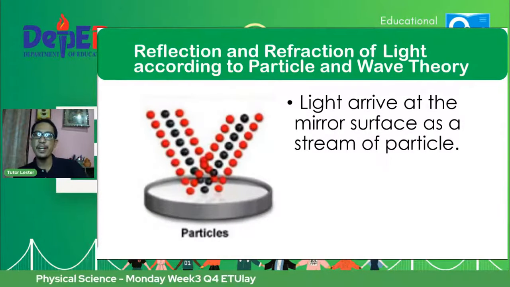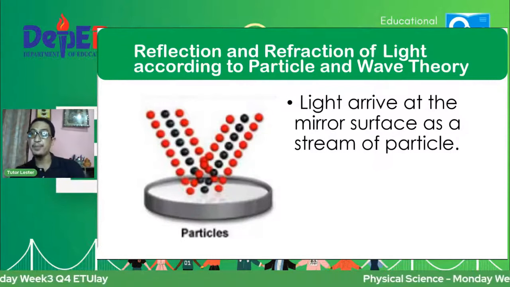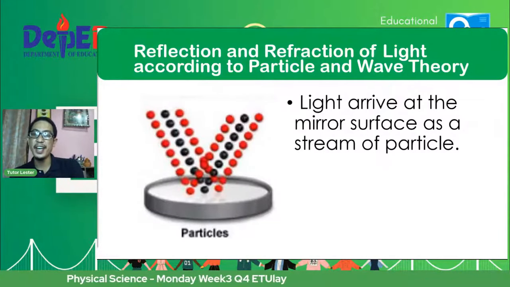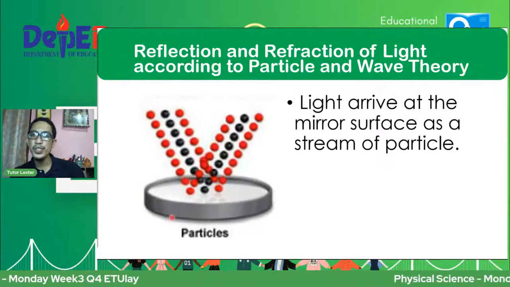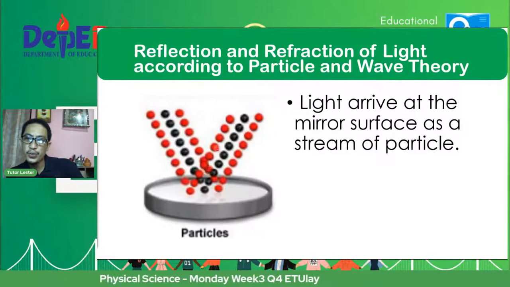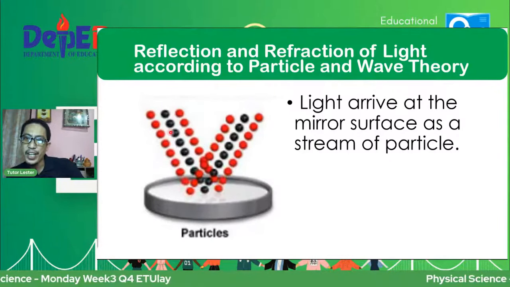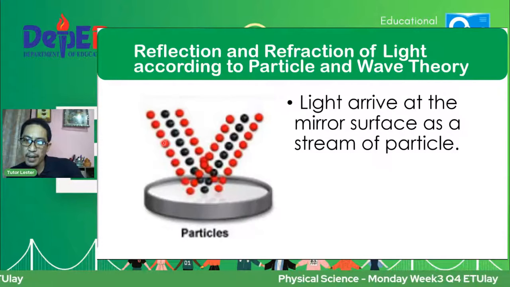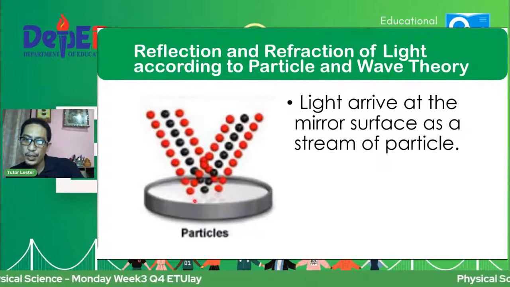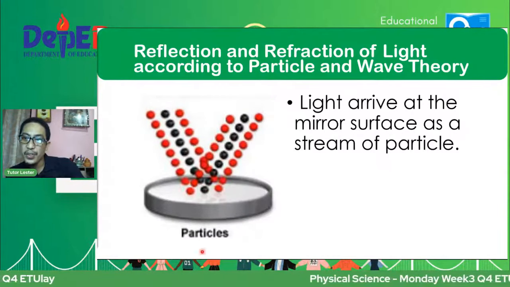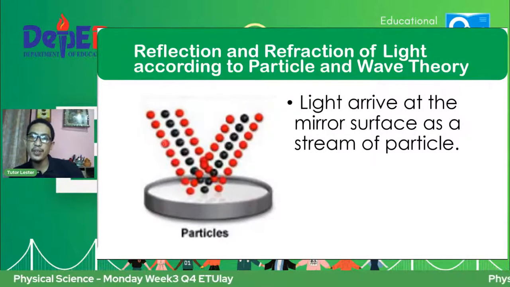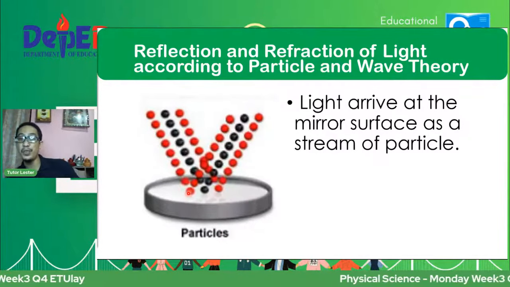So in terms of the phenomena of reflection, light as a particle behaves as follows. Light arrives at a mirror surface as a stream of particles. Because it arrives as a stream of particles, upon arriving at a smooth surface, the particles bounce off at different points. So makita po natin dito, itong mga pula na particle, they bounce off at a different point. When they bounce, the order of the particles is reversed. This reversing of order results in a reversed image or a virtual image when we face a mirror.